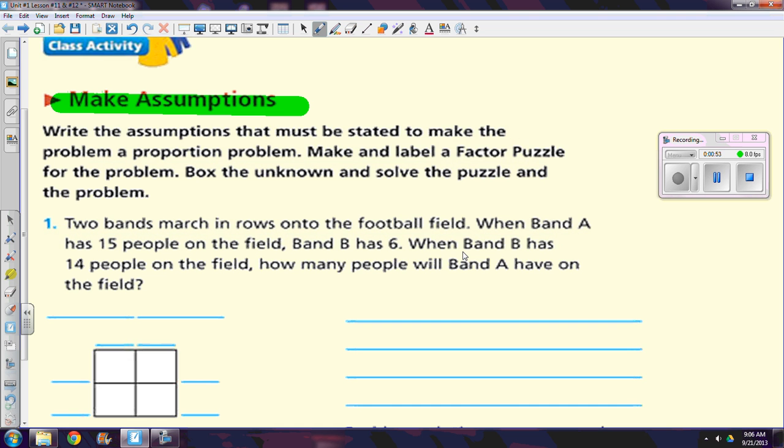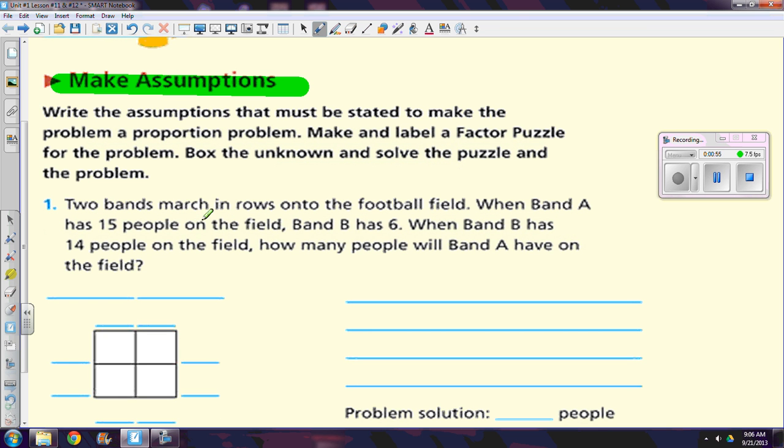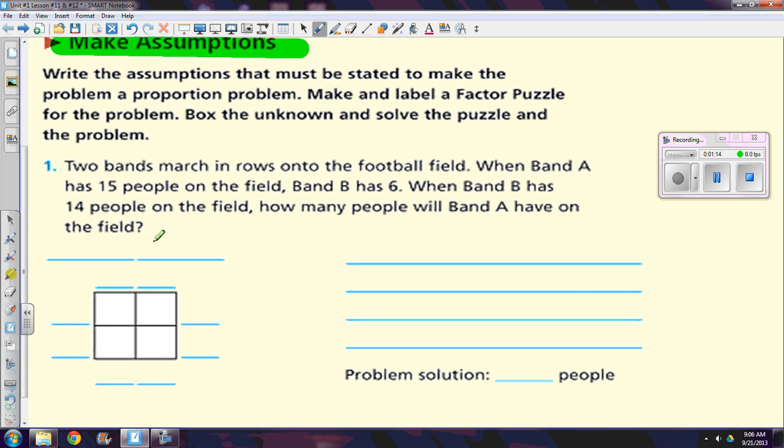So here we go. Making assumptions number 1. Two bands march in rows onto the football field. When band A has 15 people on the field, band B has 6. When band B has 14 people on the field, how many people will band A have on the field? So over on the left here we have our factor puzzle. Over on the right here we want to write down what is our assumption. What must be stated to make the problem a proportion problem.